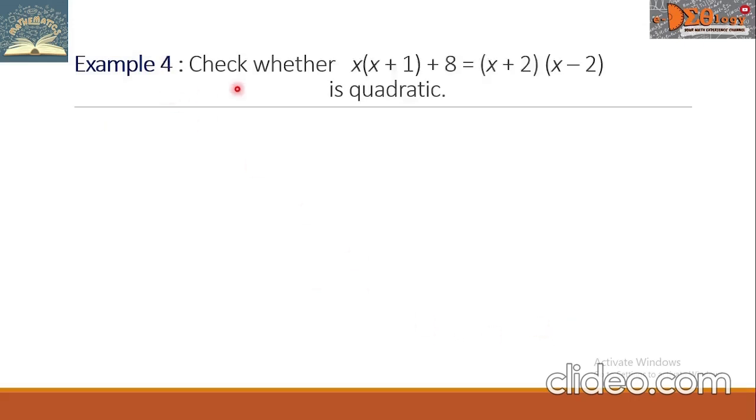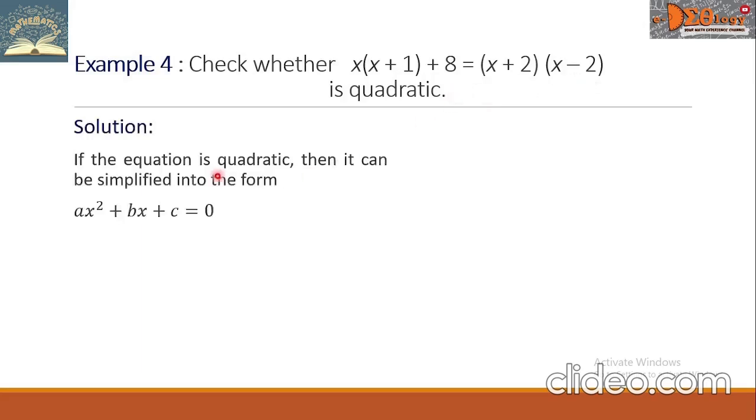Example 4. Check whether x times the quantity x plus 1, plus 8 equals x plus 2 times x minus 2 is quadratic. If the equation is quadratic, then it can be simplified into this form. So let us simplify the equation. We multiply this x to the binomial here.